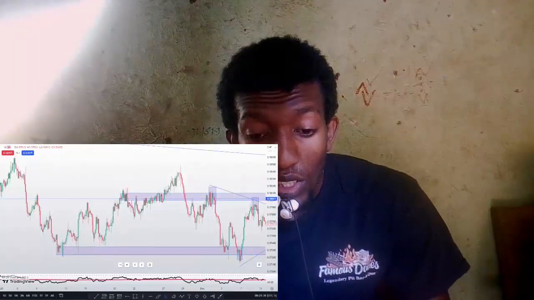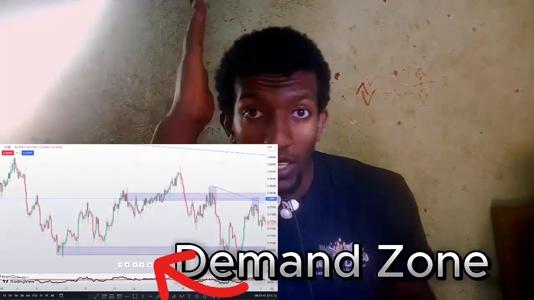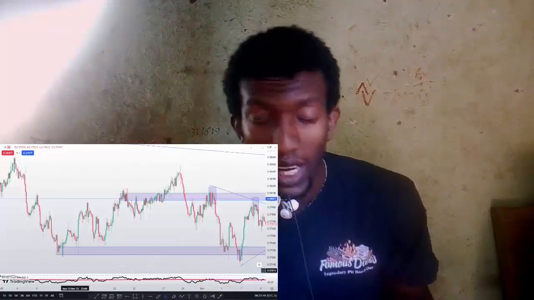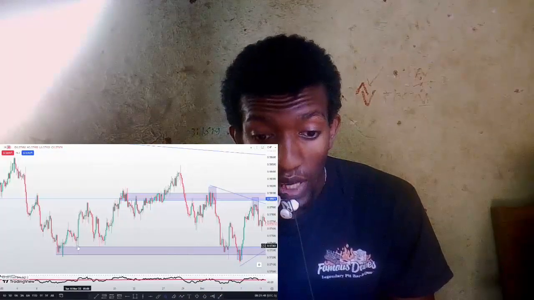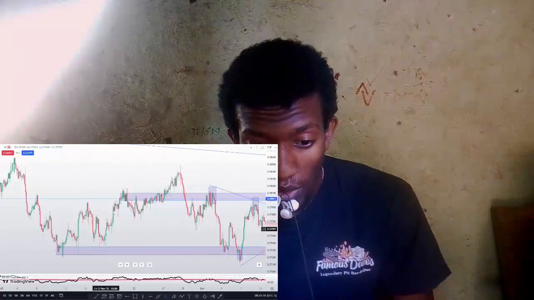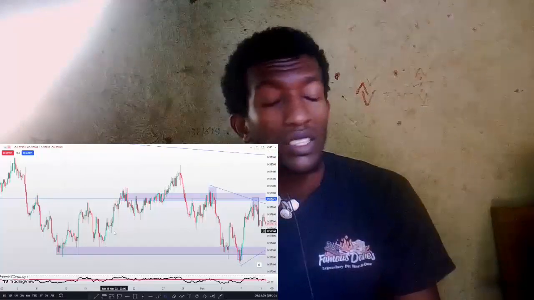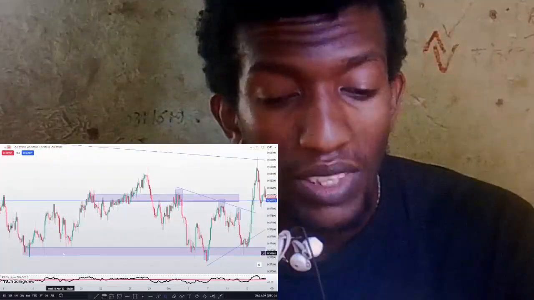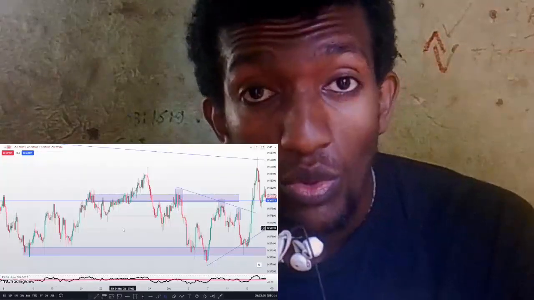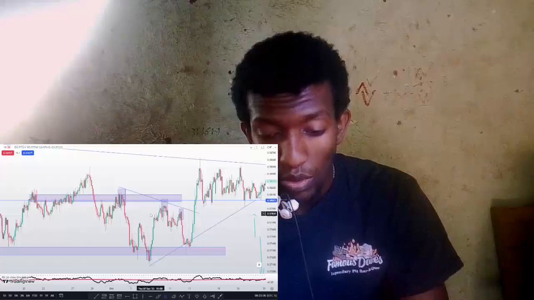The other one is the demand zone. Demand zone means it is a buying zone. When the price approaches the demand zone, you buy. Just like this one, the price came down, then you buy. Look how it worked like a charm, right? Every time you were right, using the supply and demand zone.